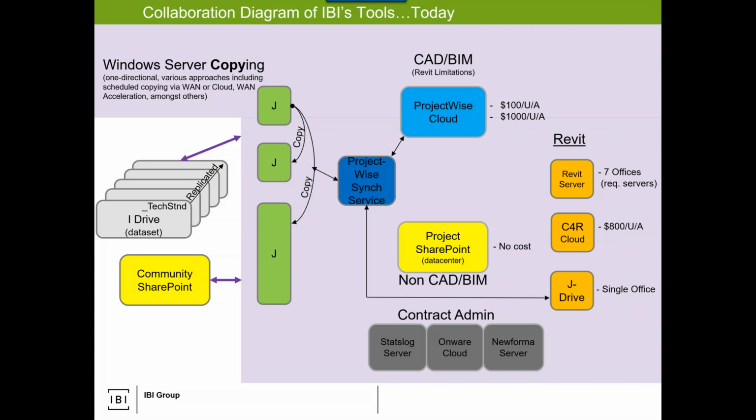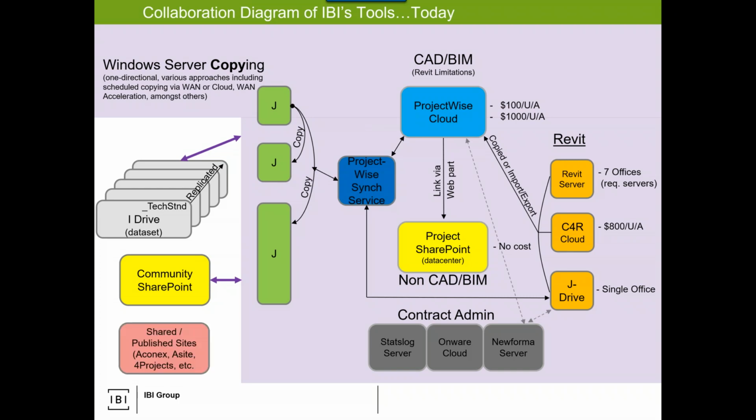Well, can any of this stuff talk? So there are syncing mechanisms to get ProjectWise to talk to servers. How does ProjectWise talk to Revit models? What about ProjectWise to SharePoint, et cetera, et cetera. And then I discovered there are other sites for published data: Aconex, A-Site, 4Projects, Business Collaborator, Unity, Asite, et cetera, et cetera.